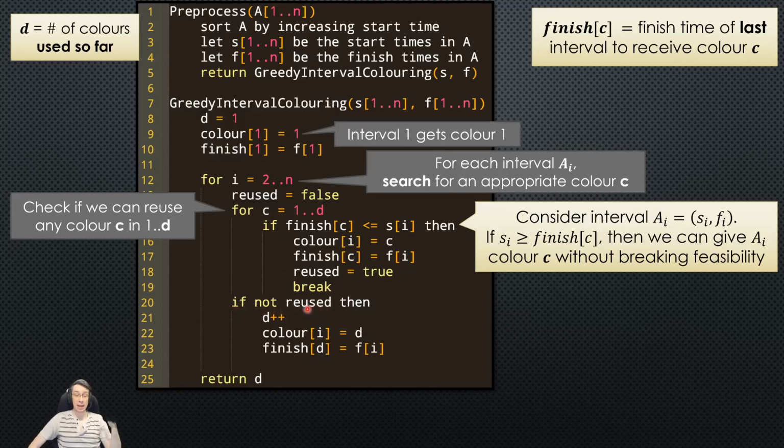And if we didn't manage to reuse anything in trying out all the colors C in this for loop, then we create a new color by incrementing D. We set our color to D, and we set the finish time for color D to our finish time. Finally, once we break out of this loop, we've assigned a color to every interval using, of course, the greedy algorithm that we just described. And so we return the number of colors that we actually used, D.